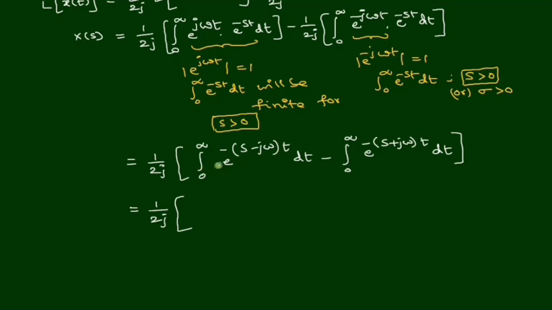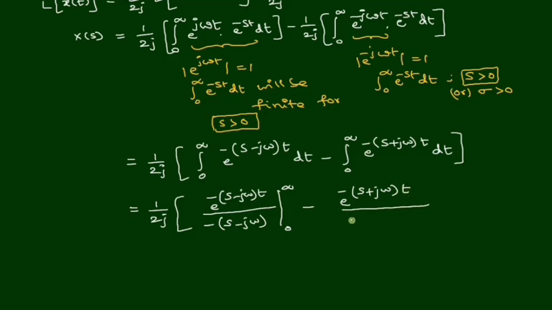So this is the integral of this exponential function. It becomes e power minus of (s minus j omega) multiplied with t, divided by minus of (s minus j omega), over the limits 0 to infinity. Similarly, the second term is the integral of the exponential one. So it becomes e power minus of (s plus j omega) multiplied with t, divided by minus of (s plus j omega). The limits are 0 to infinity. That gives 1 by 2j.